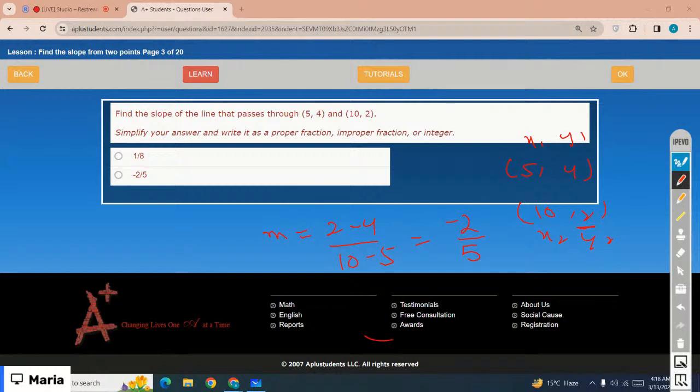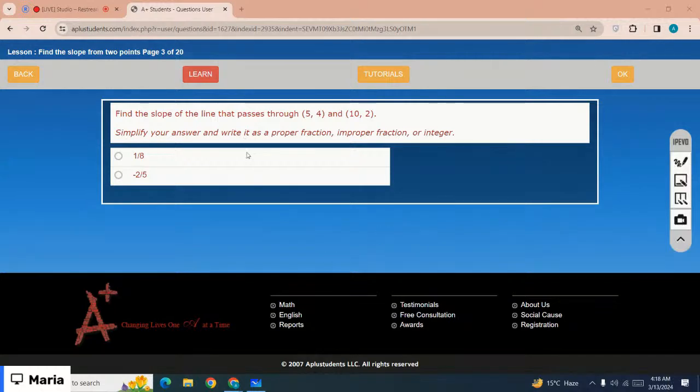The correct option is negative 2 over 5, right? So the correct option is the second one.